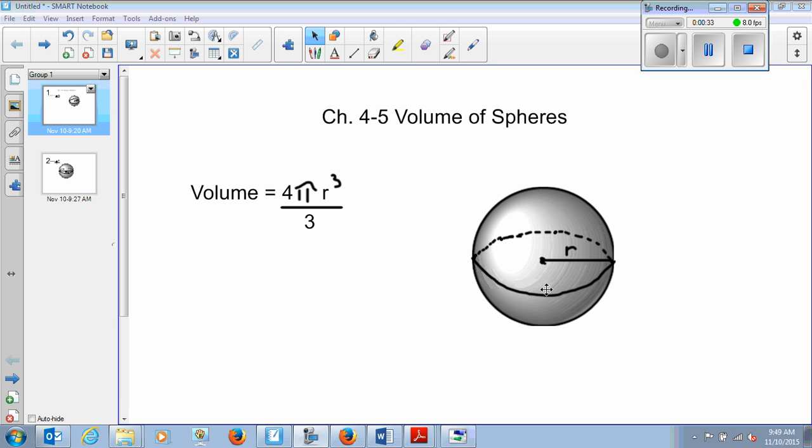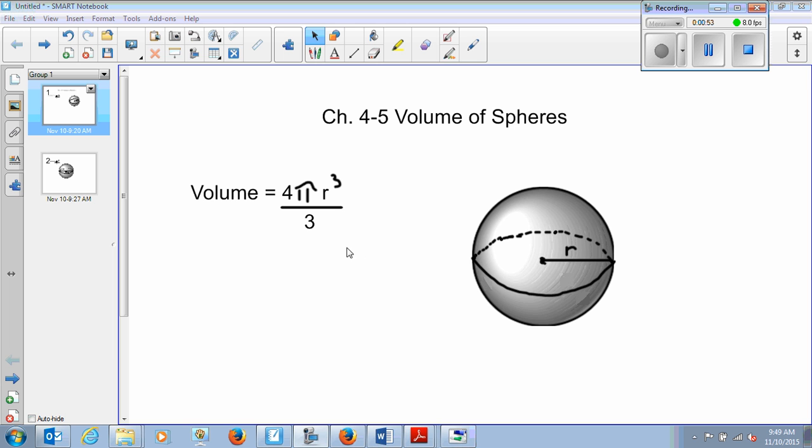But this circle right here in the middle is called a great circle, a circle that goes through the middle of a sphere. It doesn't always have to look this way. It could be from top to bottom. But it's going to be called the great circle. We use this circle to apply things to find the volume and the area of spheres.